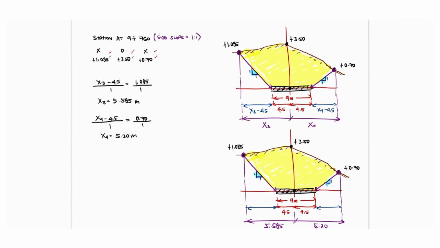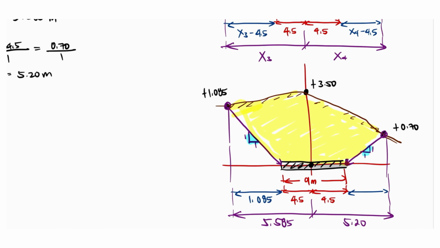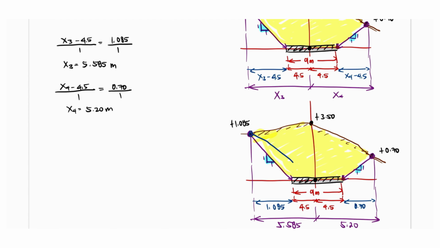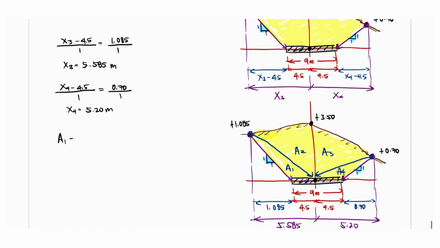Now, we complete the horizontal distances of the terrain to proceed with the computation of the cross-sectional area. To determine the area, we divide the section into segments by drawing lines from the left and right edges of the terrain to the center line of the road base. We then label these segments as A1, A2, A3, and A4. Now, let's compute each segment. Solving A1, the equation will be equal to 1/2 times its base 4.5, times height 1.085. We obtain 2.4413.